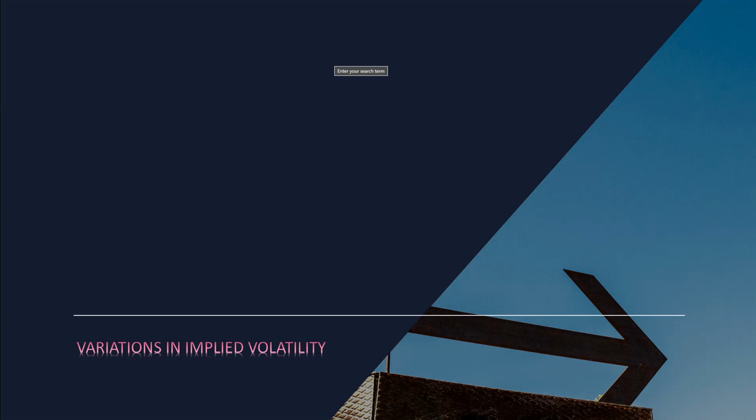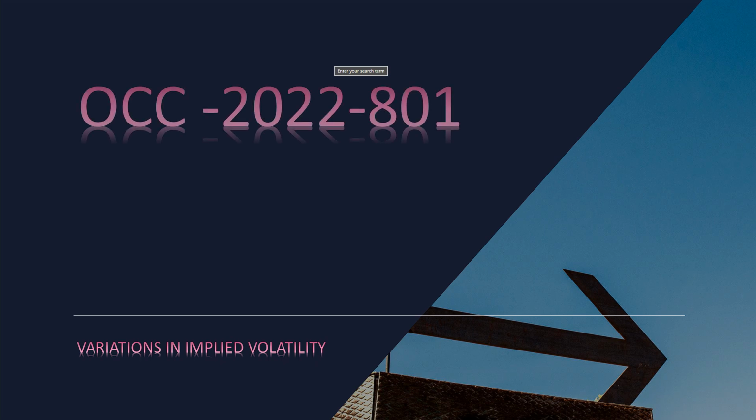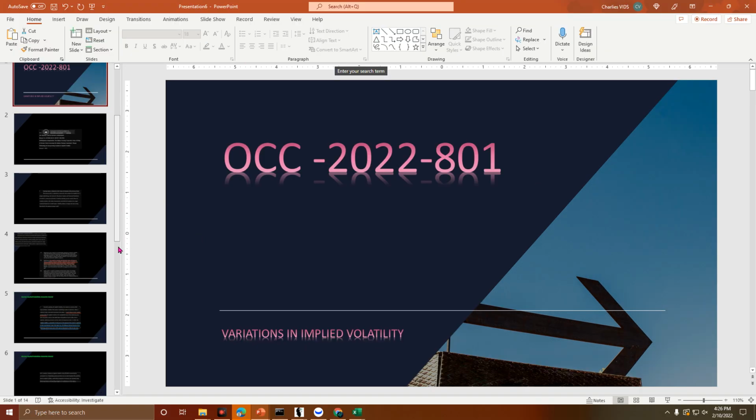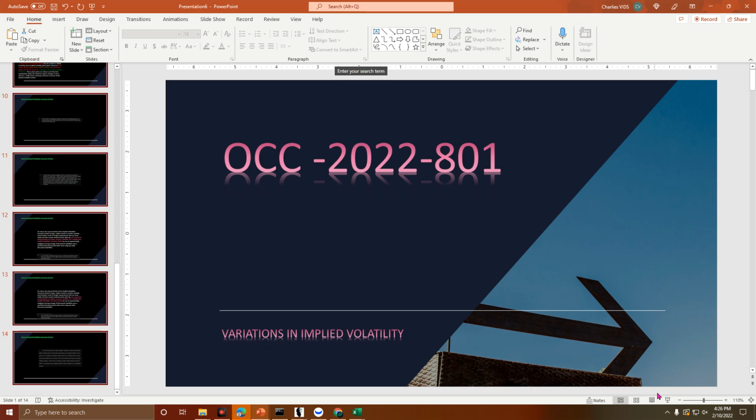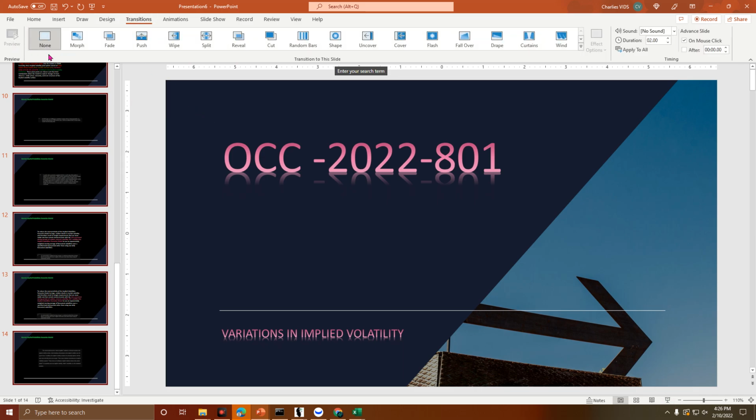Everyone, we got a pretty huge filing out of the OCC, Options Clearing Corporation. Now this is in regards to variations in implied volatility. So this is pretty huge. So let's go ahead and take a look at this. There's two main things they're going to be doing in here. They're going to be revising their futures model, and they're going to be revising their implied volatility risk model for the OCC. Let's go ahead and take a look real quick.